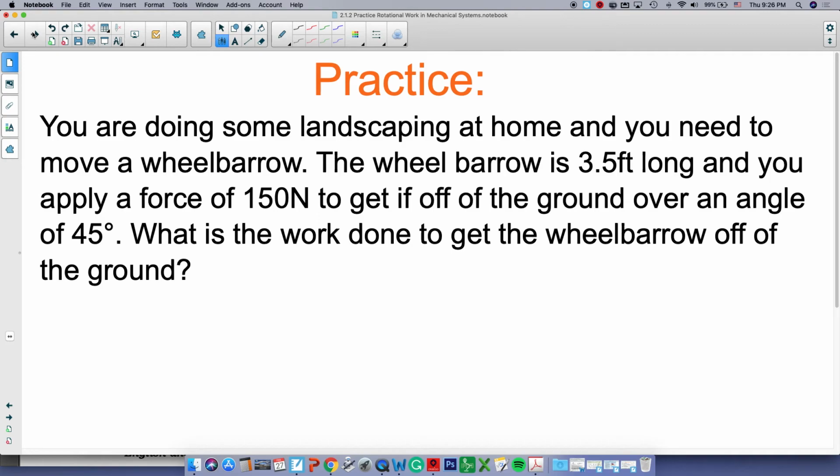All right, so wheelbarrow 3.5 feet long. You apply a force of 150 newtons to get it off the ground over an angle of 45 degrees. What's the work done to get the wheelbarrow off the ground? Okay, so there we got our wheelbarrow here. Got the wheels, the handle. He's got a hold of the handle. That's 3.5 feet. And he's lifting it up off the ground through an angle of 45 degrees. And the force is 150 newtons.